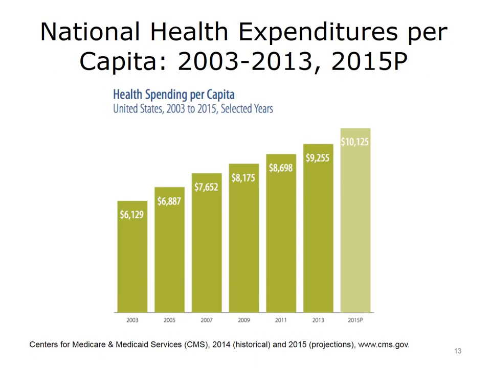Health spending per capita increased 51% between 2003 and 2013, or an average of 4.2% annually. In 2015, U.S. health spending was projected to reach $10,125 per person. Healthcare expenditures continue to outpace the Consumer Price Index in every year.